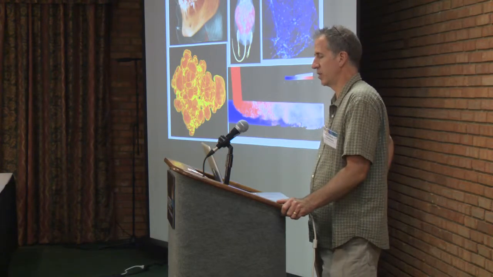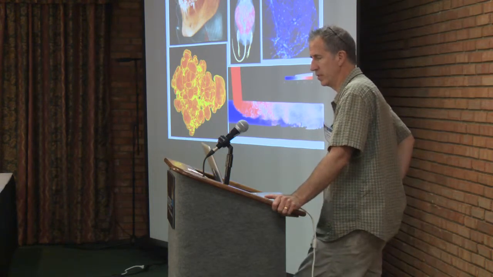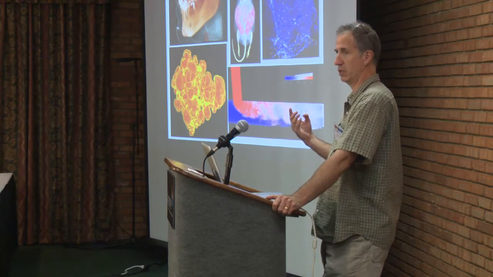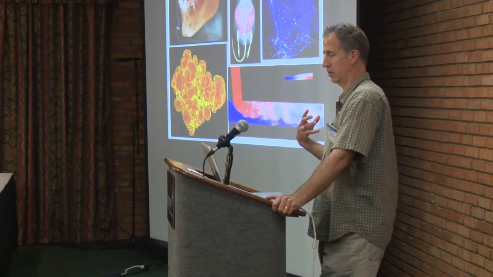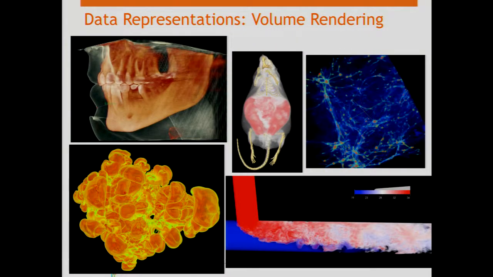So there's a number of different types of representations that we can do. One of them is called volume rendering, and this is where essentially you assign a color and a transparency to data in a volume. And you use a transfer function to map voxel density to color and opacity. One of the things you can do there is, for example, say that values within a certain range are assigned a particular color or range of colors.